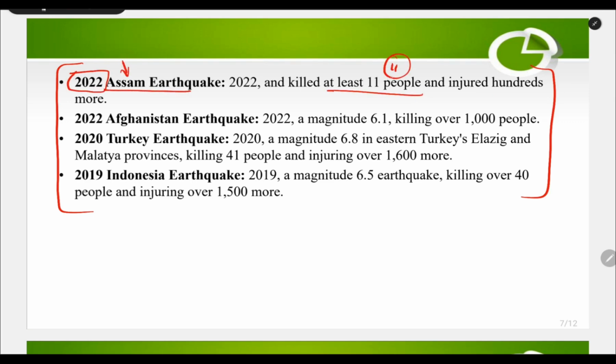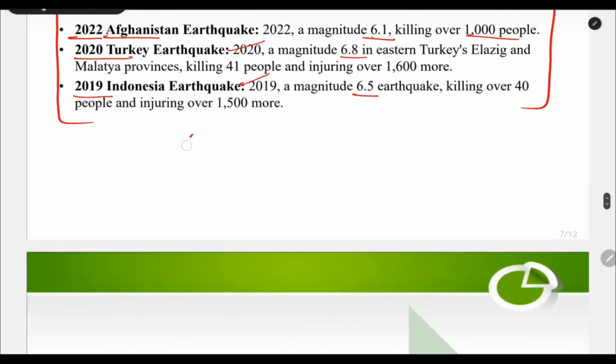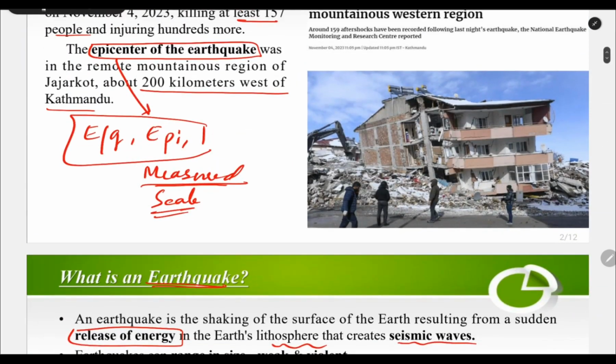an earthquake and took 11 people along with the quake. In the same year, Afghanistan experienced a 6.1 Richter scale magnitude, and around 1,000 people died. In 2020, the Turkey earthquake. In 2019, the Indonesia earthquake, experiencing 6.8 and 6.5 respectively. So that's it about the earthquake. I hope you understood every aspect I mentioned here.